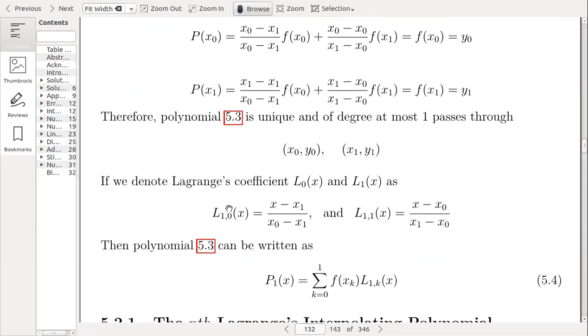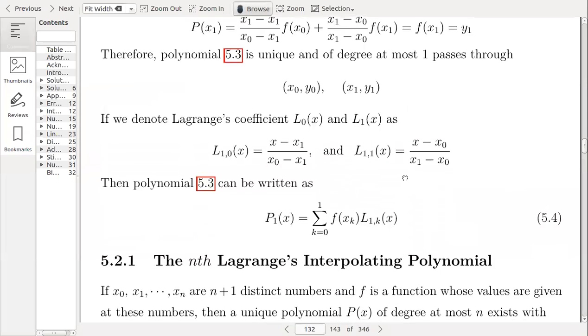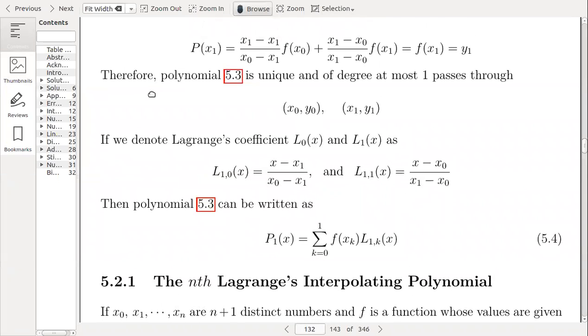If we denote the Lagrange coefficients L naught of x and L1 of x as L10 of x is equal to x minus x1 over x naught minus x1, and L11 of x is equal to x minus x naught over x1 minus x naught, then the polynomial can be written as P1 of x is equal to the summation from k equal to 0 to 1 of f of xk into L1k of x.